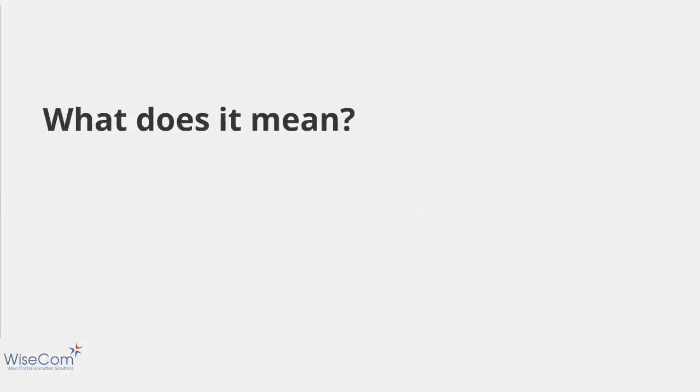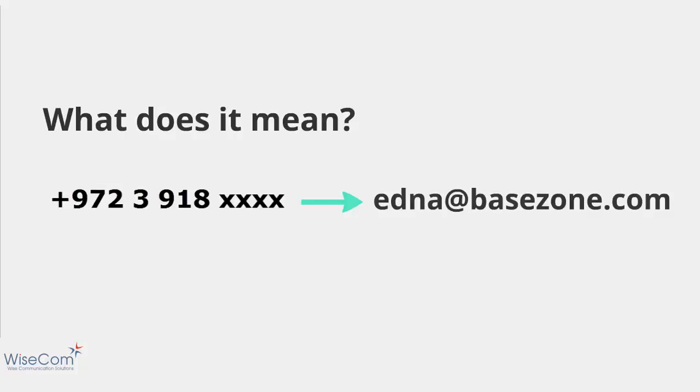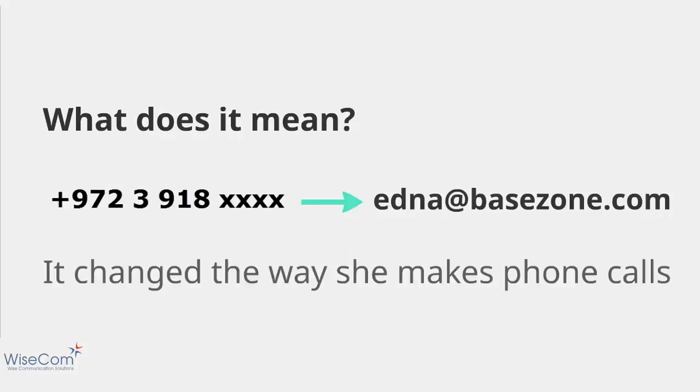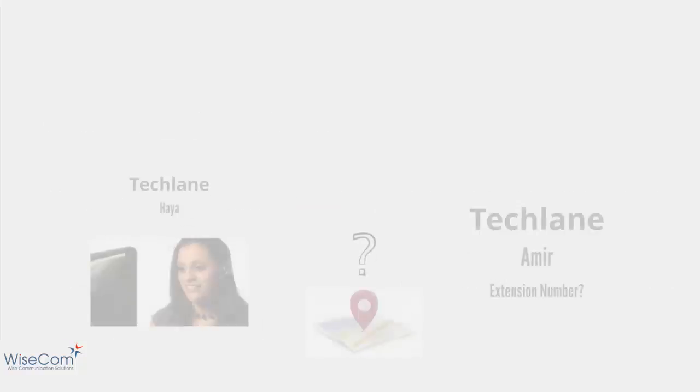What does this mean? It means that, instead of a number, Hire called the UcoIP address, commonly known as the email address. And this process was so easy for her that she began to make all of her phone calls this way, since most of her company contacts have implemented a UcoIP system. She no longer needs to recall phone numbers.